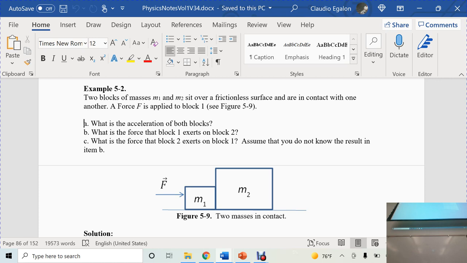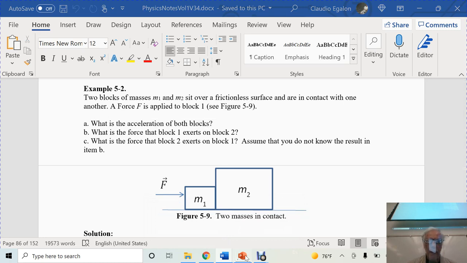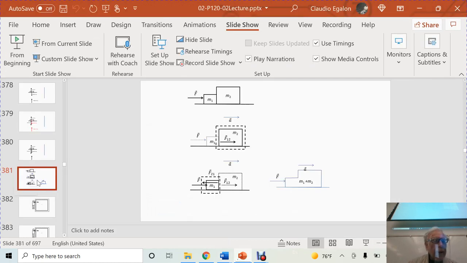Okay, so here you go. Try to do that. What is the acceleration of both blocks? That's the first question, the easiest of all. You can apply Newton's second law in this problem. So try to solve this one right in here. Because we have two objects, it's going to be a little more difficult to solve this problem, so here you already have a hint on how to solve it.